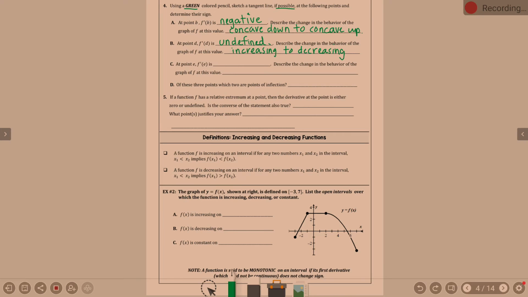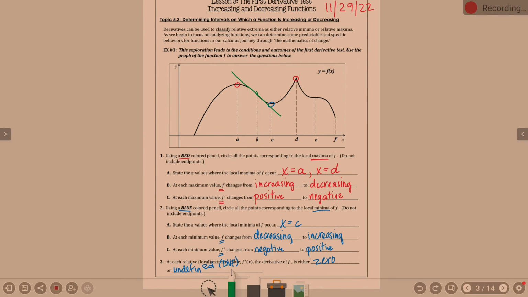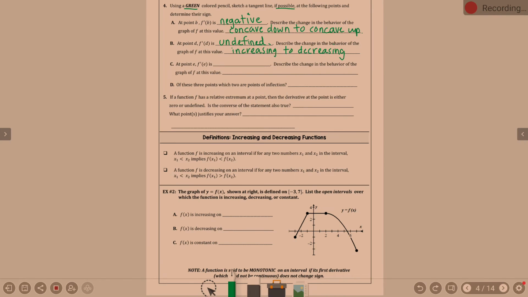I mean, it says describe the change in behavior. I guess technically we could talk about, well, it's not a change though, because it's concave up on the left and it's concave up on the right. So the concavity doesn't really change there. Yes, increasing, decreasing.